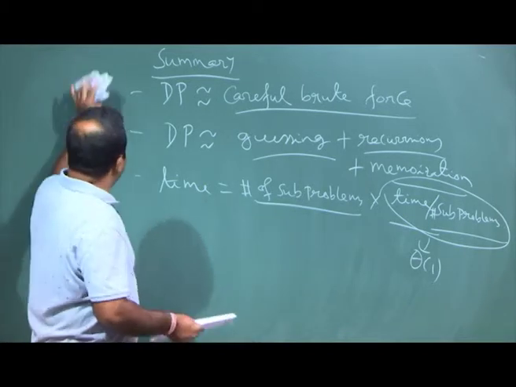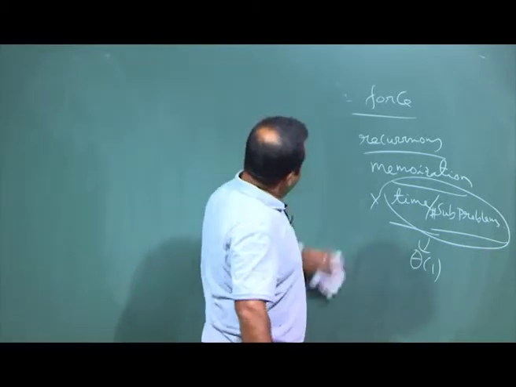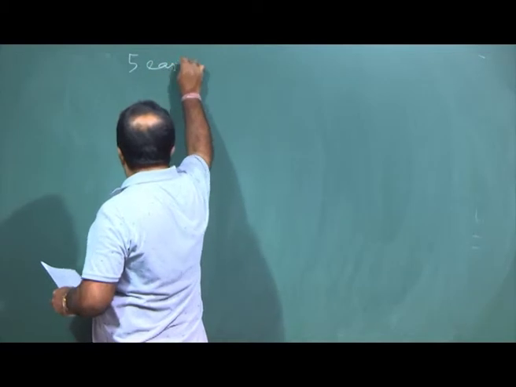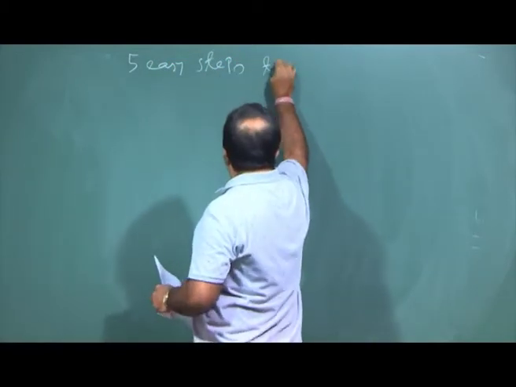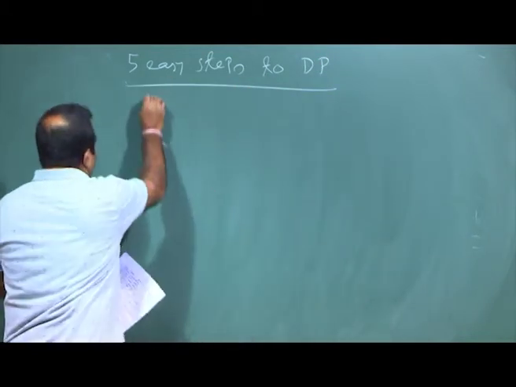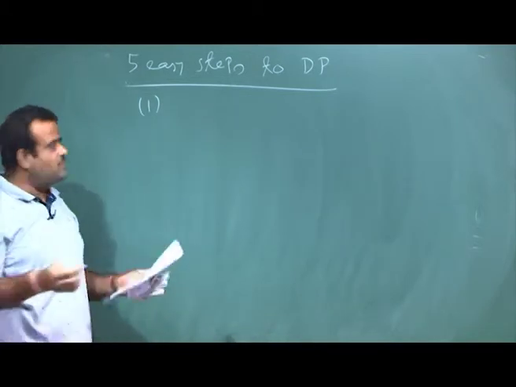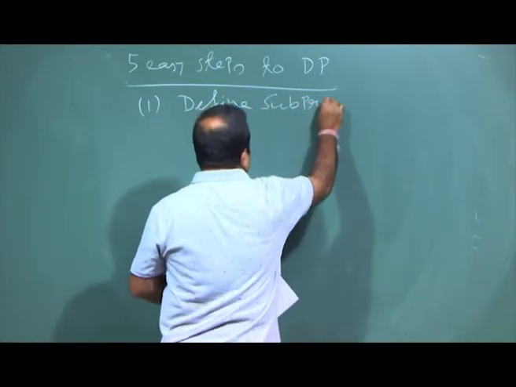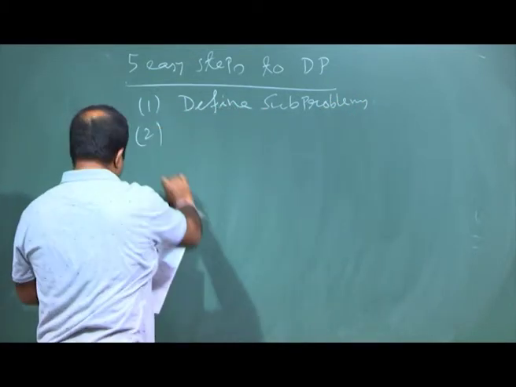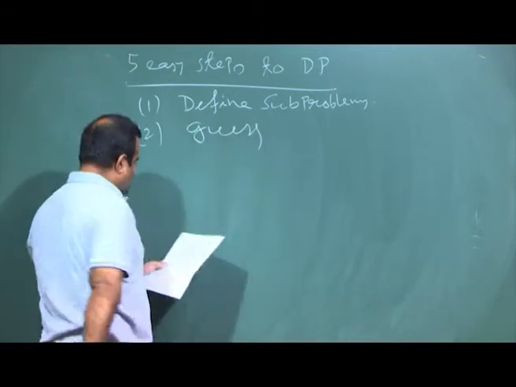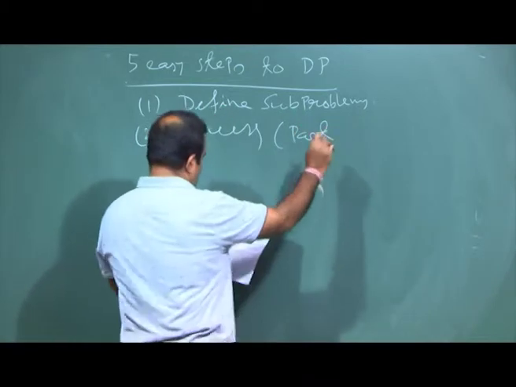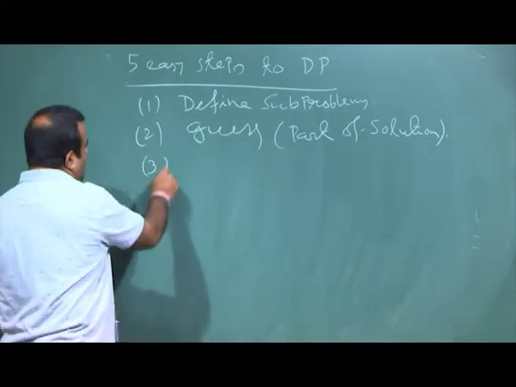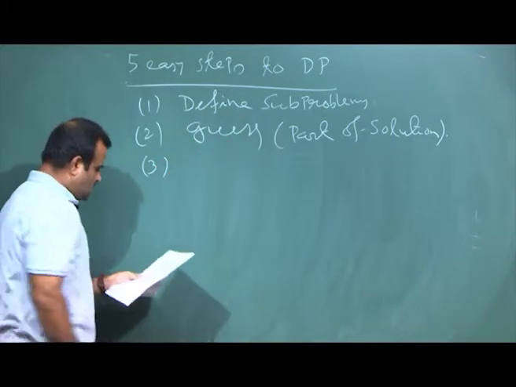Then we write the 5 easy steps for any dynamic programming method. The first step is to define the recurrence, to define the subproblems. We should have that naive recursive formula and define the subproblems. The second step is to guess part of the solution. That way we reduce this exhaustive exponential space to polynomial space.